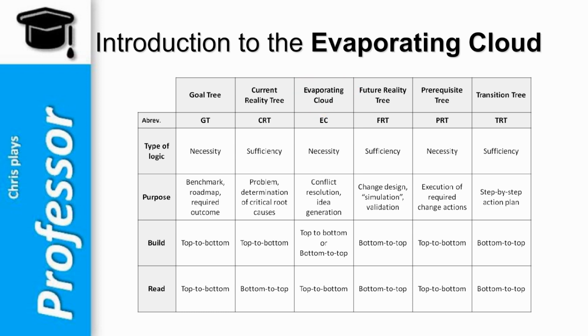In the latter case, the evaporating cloud is usually used after building a current reality tree. The gap analysis with the current reality tree helps discover the critical root causes of all undesirable effects, usually called problems. Often one or several critical root causes are conflicting with a necessary condition elsewhere in the system. This is where the evaporating cloud can evaporate, thus solve the problems.